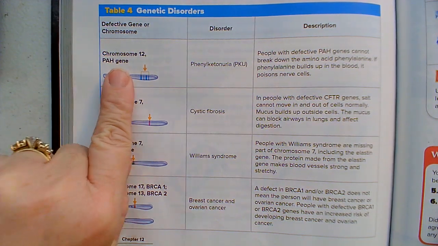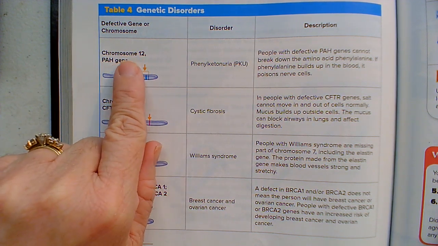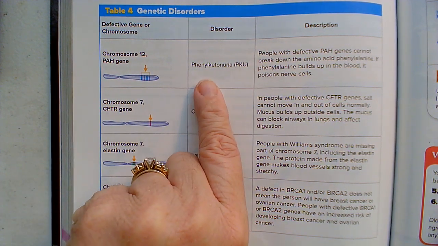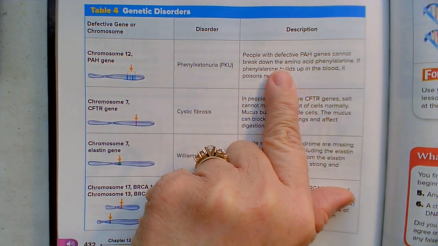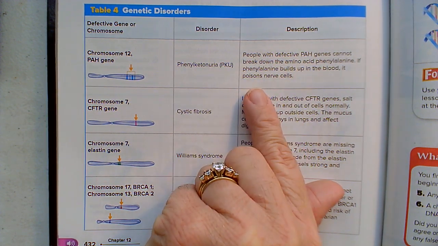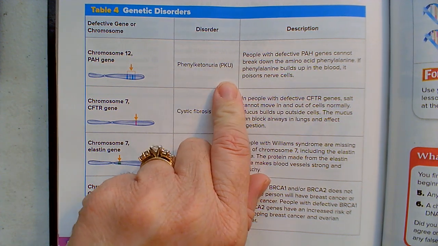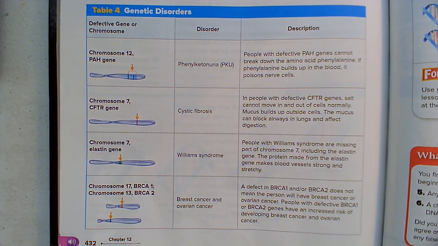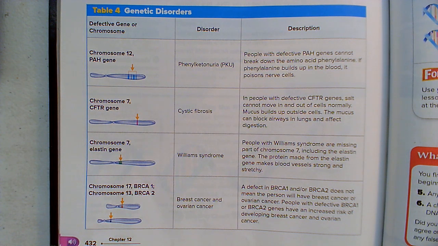Okay, the first example that they give is a defective gene on chromosome 12, the PAH gene. And this is something that causes phenylketonuria. So people with a defective PAH gene cannot break down the amino acid phenylalanine. If phenylalanine builds up in the blood, it poisons nerve cells. This is something they check babies for in the hospital. Every time a baby is born in the hospital, they will take a tiny little bit of blood from their heel to check for this, to make sure that they don't have this disorder.